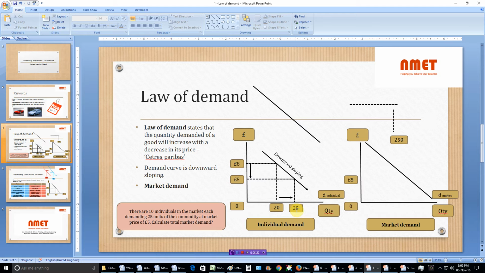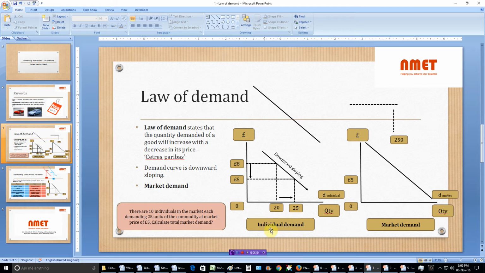No, there are 10 individuals. The first individual is demanding 25. The second individual also demands 25. So what's the demand? 25 plus 25 is 50. When we put the third individual in the market, he's also demanding 25, so it becomes 75. If we carry on up to the 10th individual, we'll find it's 250 units. Another way of doing that is 25 times 10.